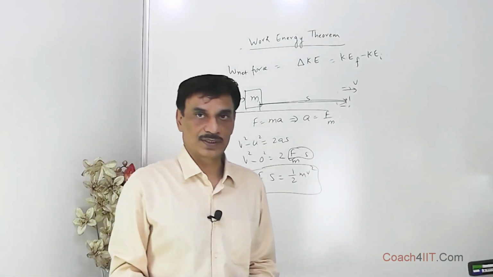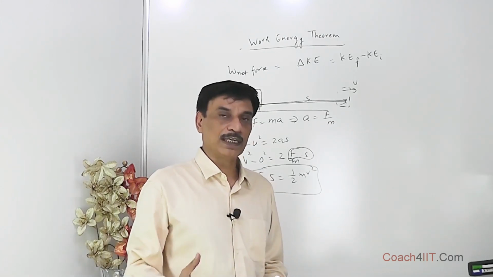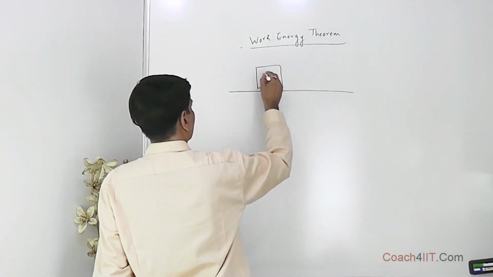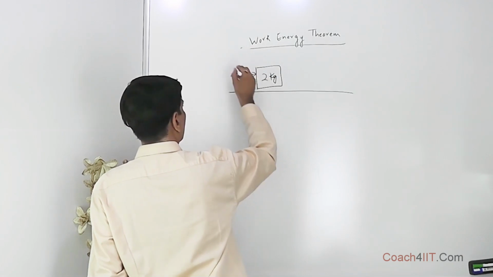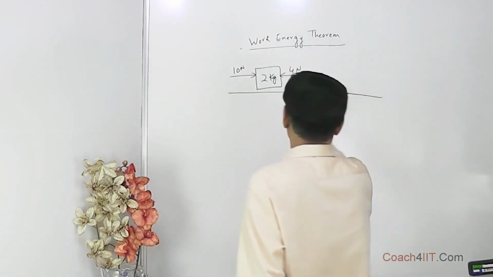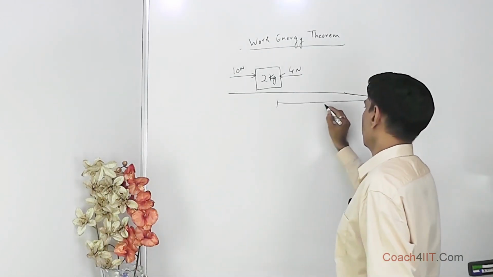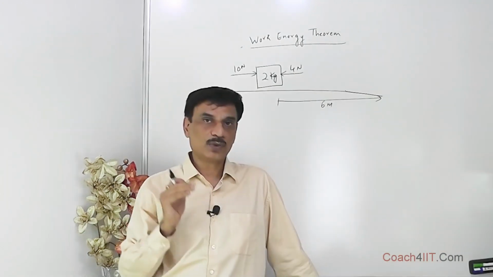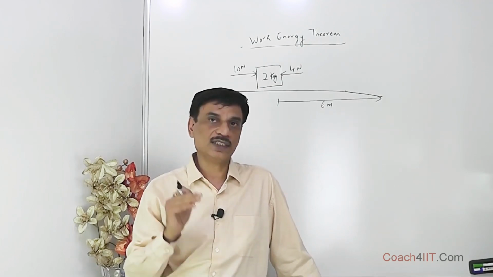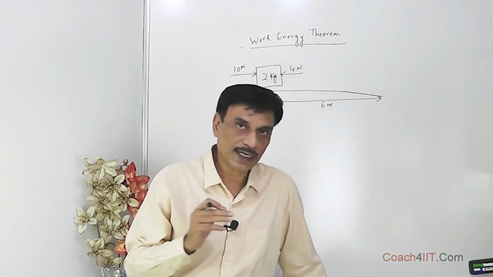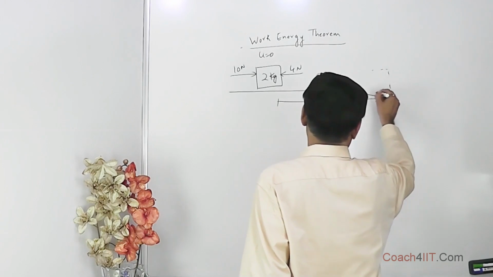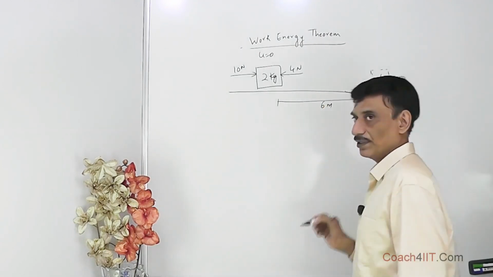Now if we have more than one force, is it still applicable? That is, is the work done by the net force equal to the change in kinetic energy of the body? Let's see. Let's say there is a body of mass 2 kg. From here a 10 Newton force is applied, and from here a 4 Newton force is applied, and the body has moved a distance of 6 meters. So now we are going to see whether the work done by the net force is equal to the change in kinetic energy of this body or not. Initially it is at rest, so u is equal to 0, and over here let's say it has a velocity v.